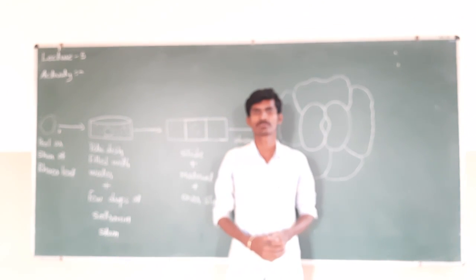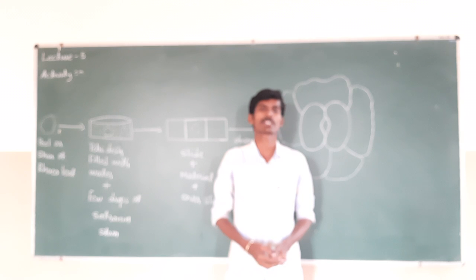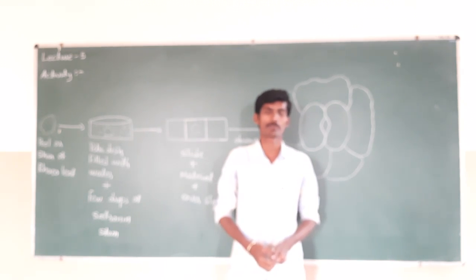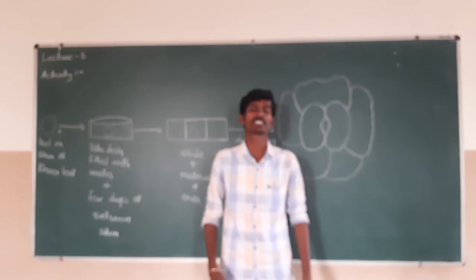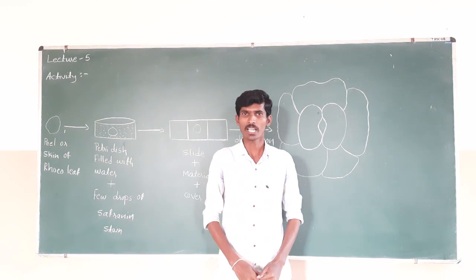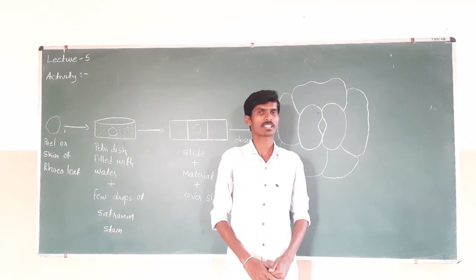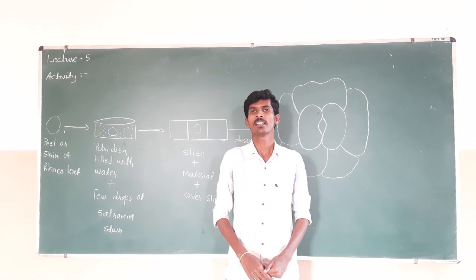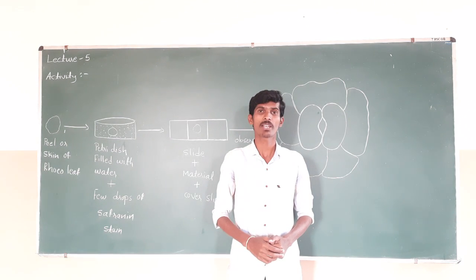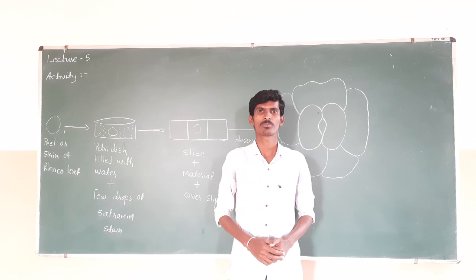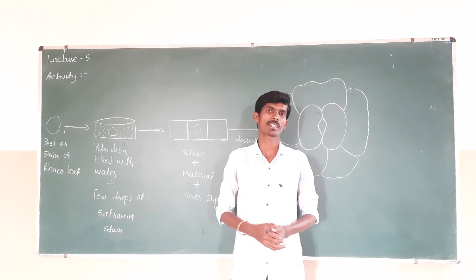Dear students, you already know that meristematic tissue is divided into two types: simple meristematic tissue and complex meristematic tissue. Simple meristematic tissue is further divided into three types: parenchyma, collenchyma and sclerenchyma. Parenchyma is the living tissue, collenchyma is the living mechanical tissue, and sclerenchyma is the dead mechanical tissue. All these concepts were completed in the previous class.